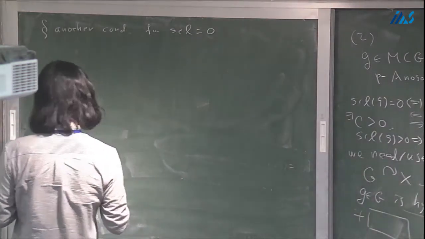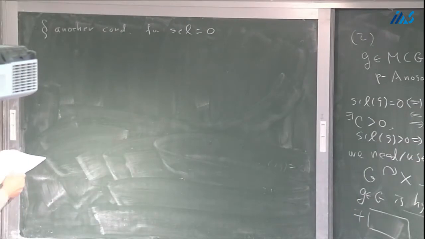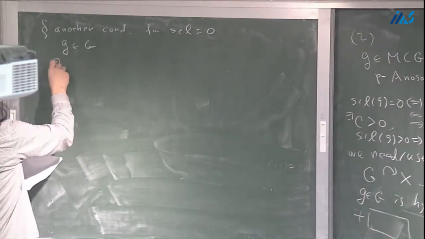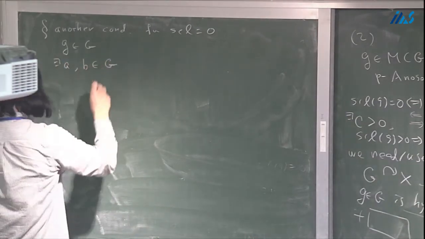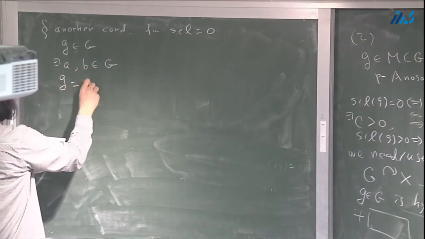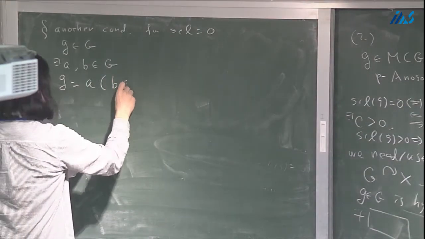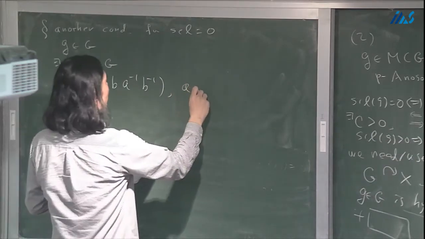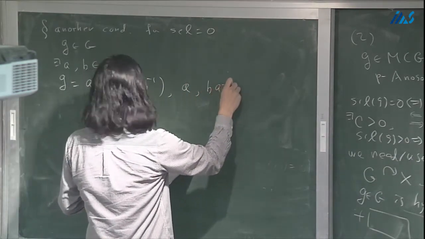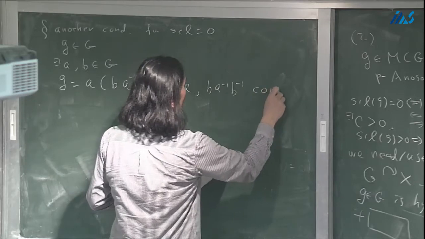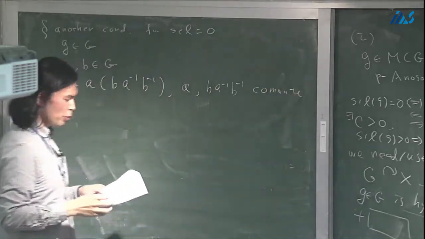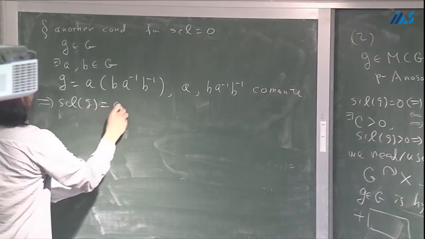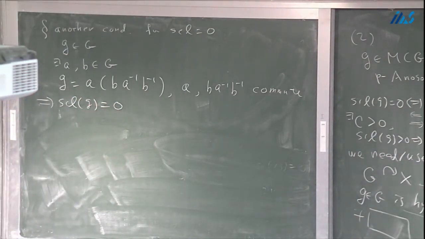So it's a bit more complicated than the other one, chirality. Suppose you have a group G, and suppose you have two elements A and B in G, and G is written as A, B, A inverse, B inverse, and A and B, A inverse, B inverse commute. That's the assumption. Then SCL of G is 0. Okay? Let me prove it.